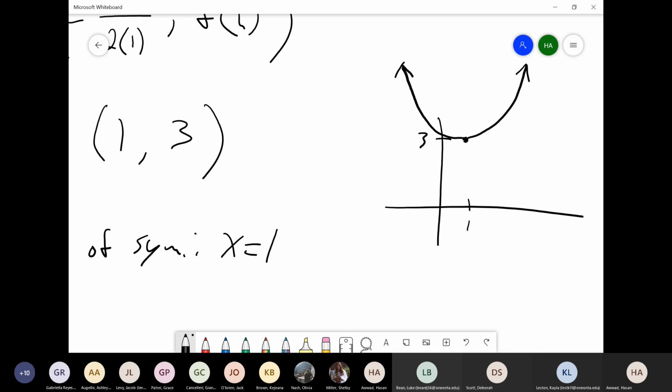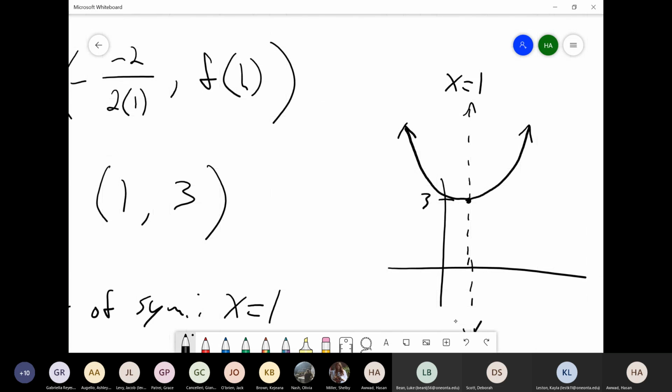And the axis of symmetry is talking about at what point the parabola mirrors, right? It's always straight down the middle through the vertex. So we're talking about this dotted line right here. This is the axis of symmetry. And notice how it goes through the point x is equal to 1. So we just define the line as x is equal to 1.